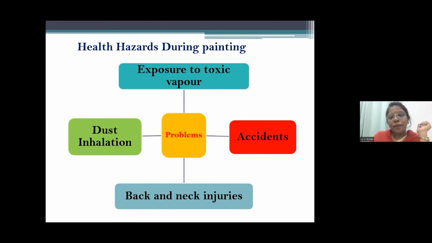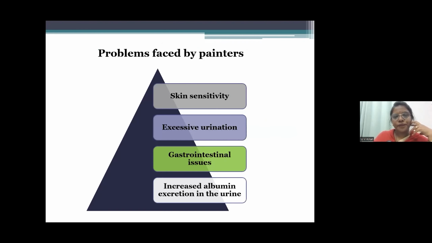So in general, when we speak about the health hazards, there are 4 problems which the painting workers face. Of course, exposure to toxic vapor, dust inhalation, and musculoskeletal disorders, which the painters suffer because of the improper posture they adopt while doing work. They have to climb, they have to adopt many awkward postures, due to which they have many problems related to the back, neck, and upper arm, and of course they're prone to accidents.